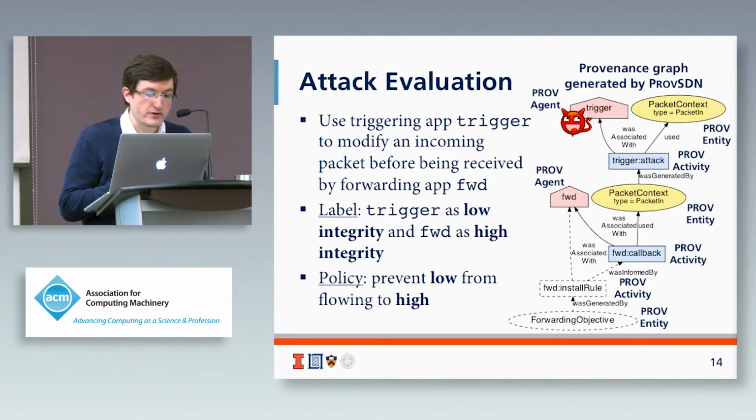The forwarding application was trying to read from an incoming packet that it received. But we see in the provenance graph that this incoming packet was tampered with by the triggering app that we had. And so because we now see a link between the flow rule that we're about to add to the network and the trigger app, and because the forwarding application has higher integrity than the trigger app, this should be blocked. And our provenance graph captures all of this information.